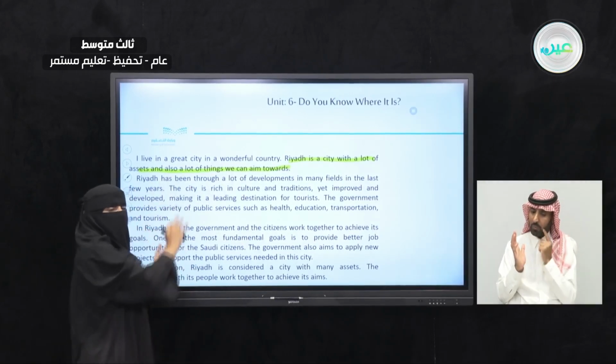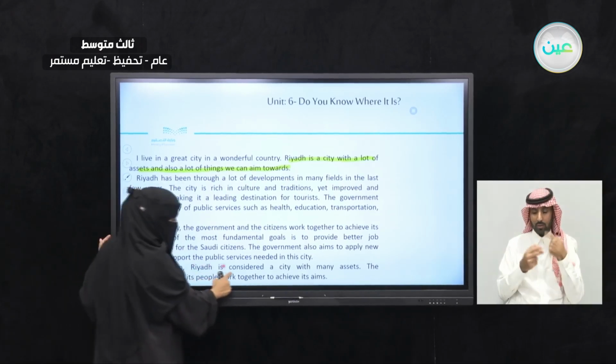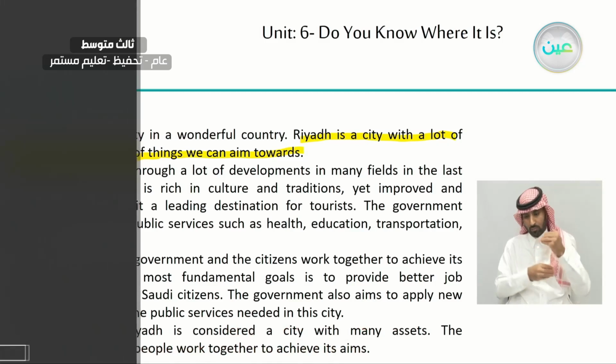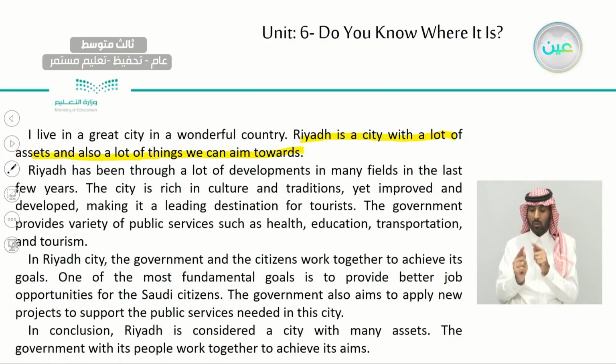I reordered the introduction as a conclusion. In conclusion, Riyadh is considered a city with many assets. The government with its people work together to achieve its aims. So I just summarized the whole thing that we talked about: I talked about aims and assets.